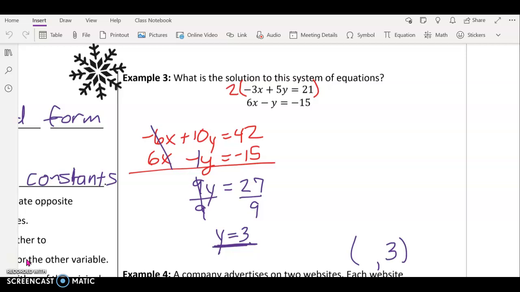And now I'm going to plug in my y. You can use either equation. I'm going to use the bottom one. No, I'm going to use the top one this time. You can use either. I'm going to use the top equation, the original.